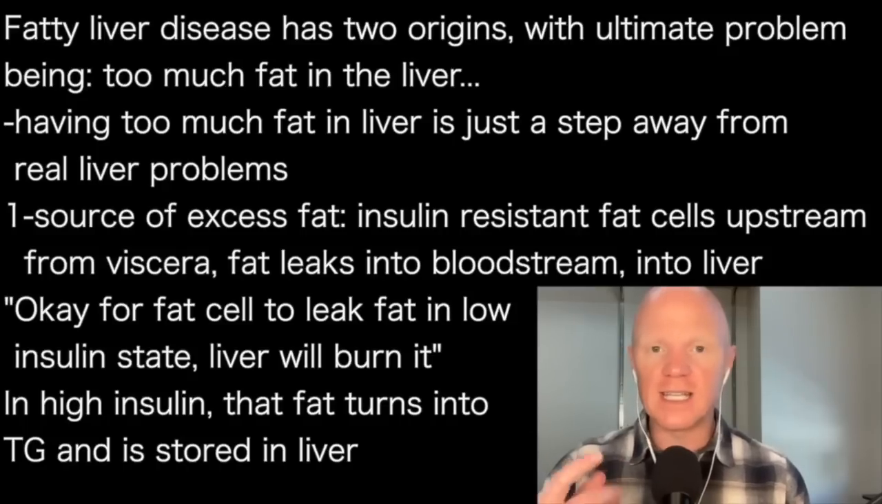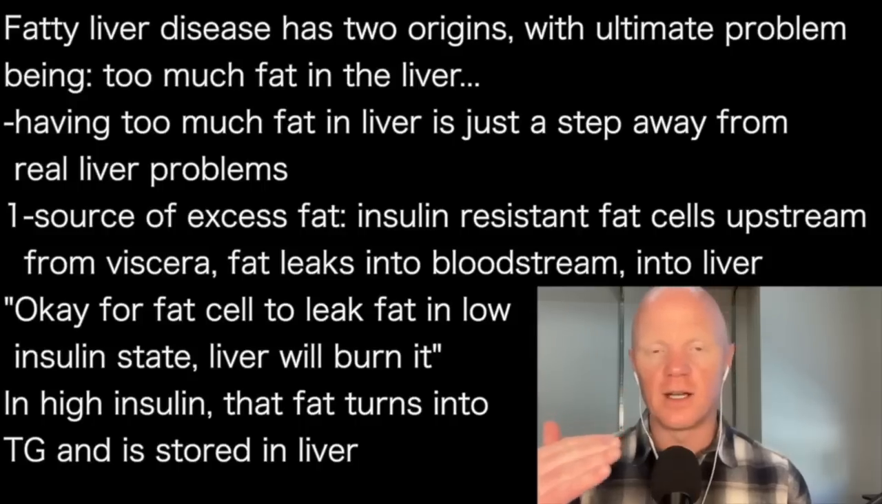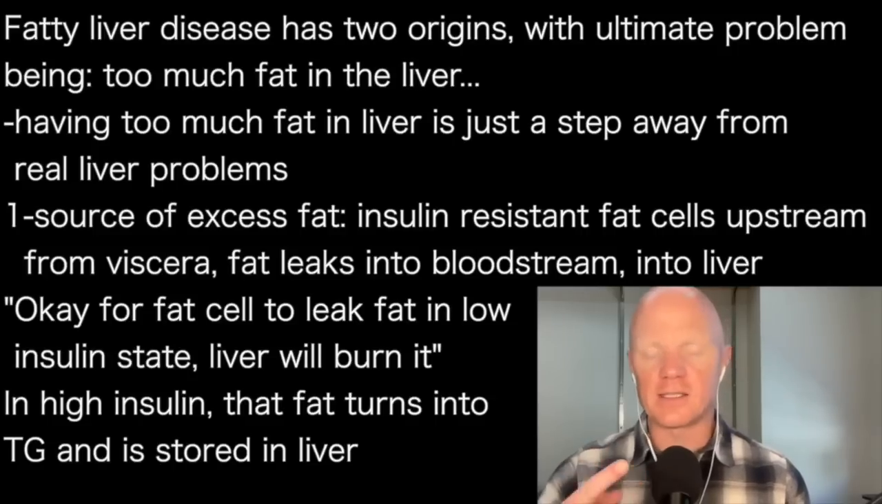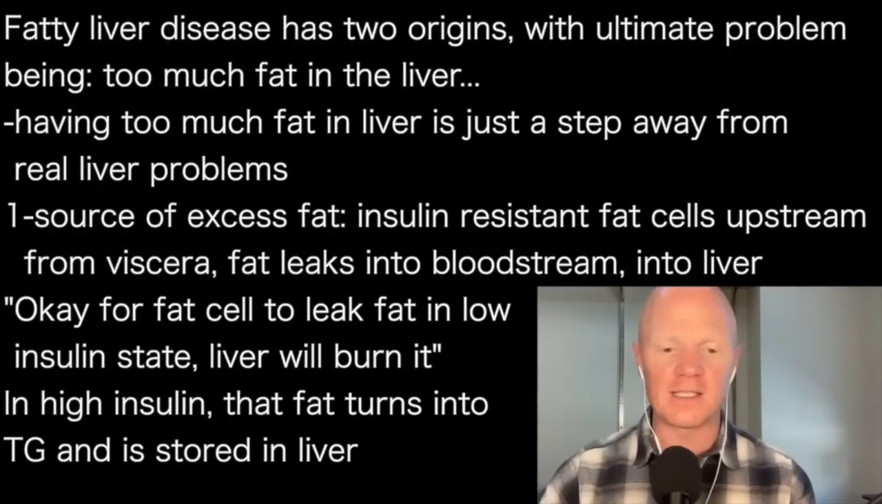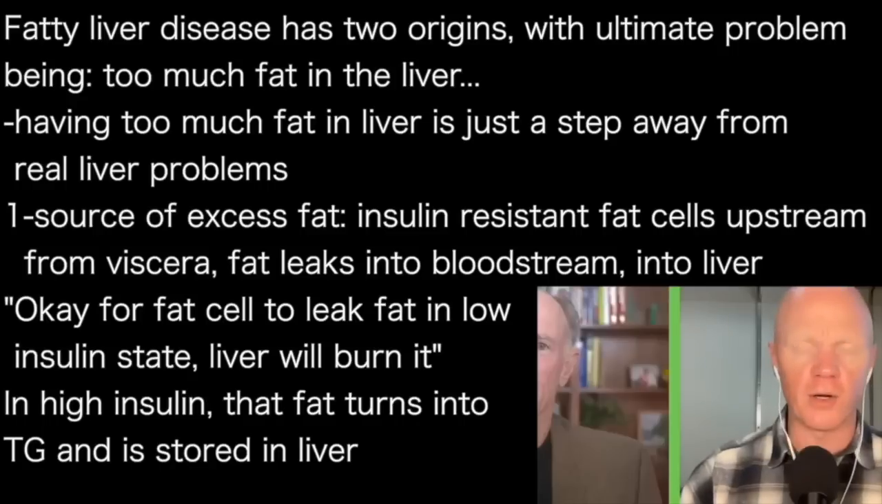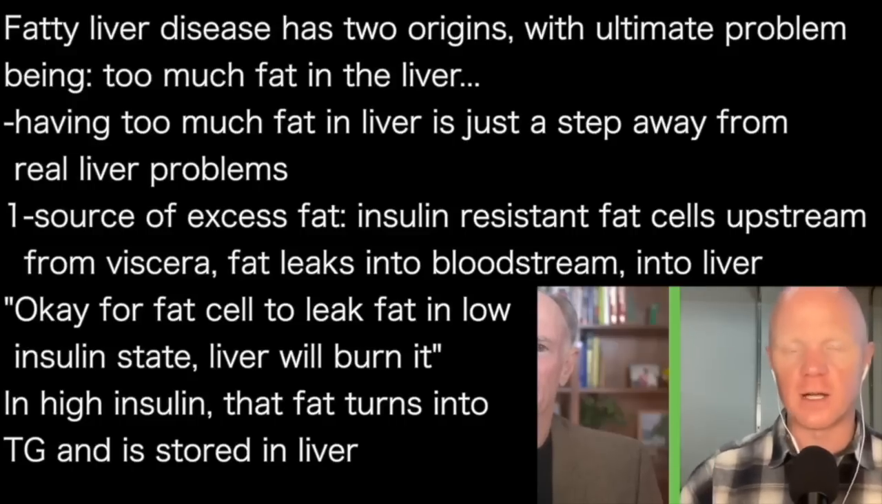One source is insulin-resistant fat cells, where the fat cells that are upstream from the viscera, as they start leaking their fats in a state of high insulin, then the liver will readily pull that in and store it. So that's one source. And in that case, if allulose can improve, by activating AMPK, the insulin sensitivity of the fat cell, then that fat won't be leaking out of the fat cell in a state of high insulin. It's okay for a fat cell to leak fat in a state of low insulin, because then the liver will just burn it. But if the liver is seeing a lot of fat and insulin is elevated, it cannot burn it. Fat burning will be stopped. Fat oxidation, it will have to store it. It turns it into triglycerides, and now we have fatty liver disease.